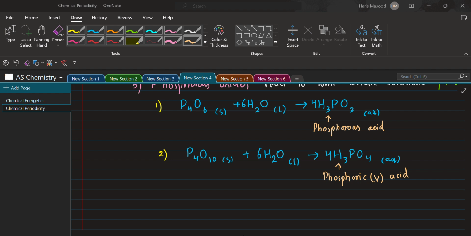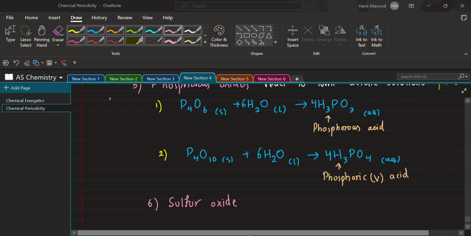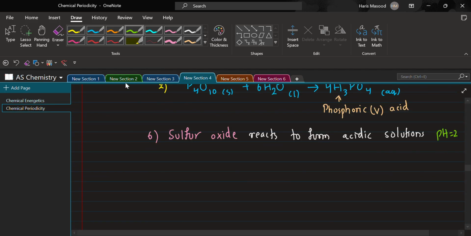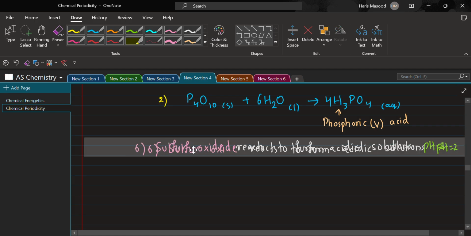Then we have sulfur. So sulfur also reacts to form acidic solutions, like they will be having pH 2 again, because these are acidic solutions, and these will be happening.